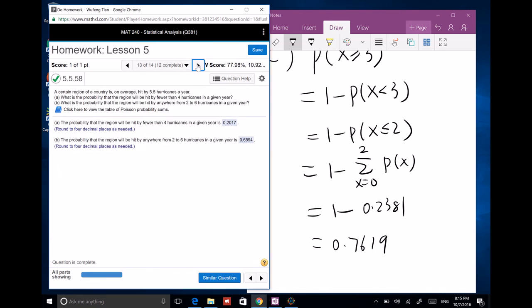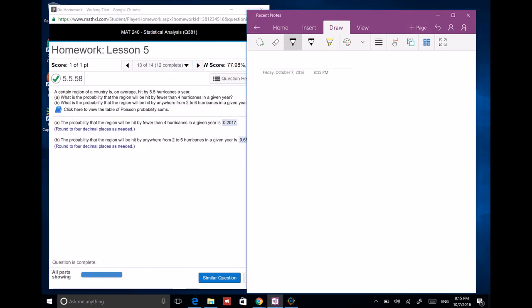Number 13. A certain region of a country is on average hit by 5.5 hurricanes a year. What is the probability that the region will be hit by fewer than 4 hurricanes in a given year? So the average is 5.5, which is mu equals 5.5. Normally we just use X as a random variable. So X fewer than 4 is X less than 4, which equals P(X ≤ 3).